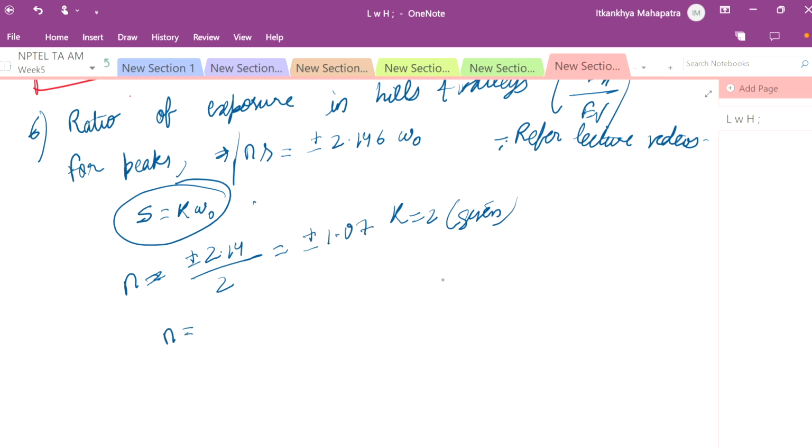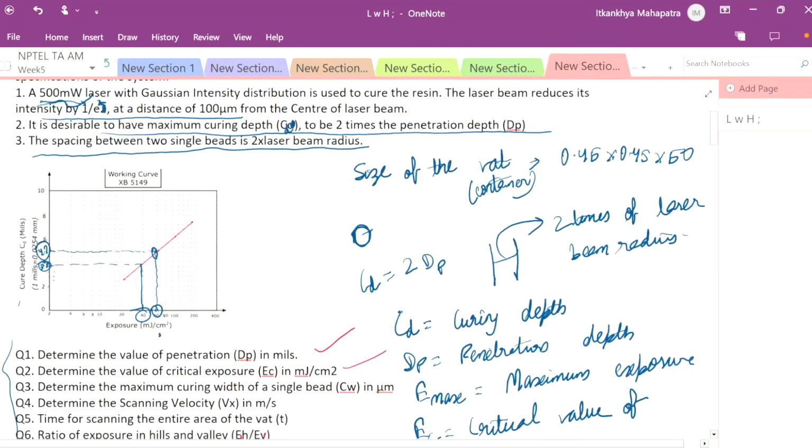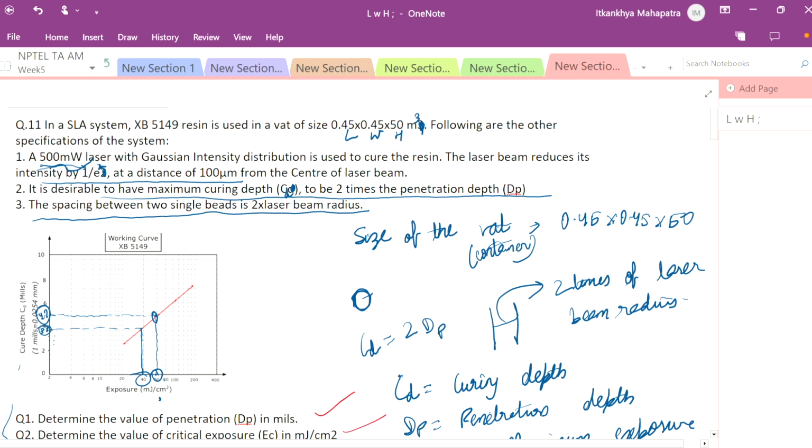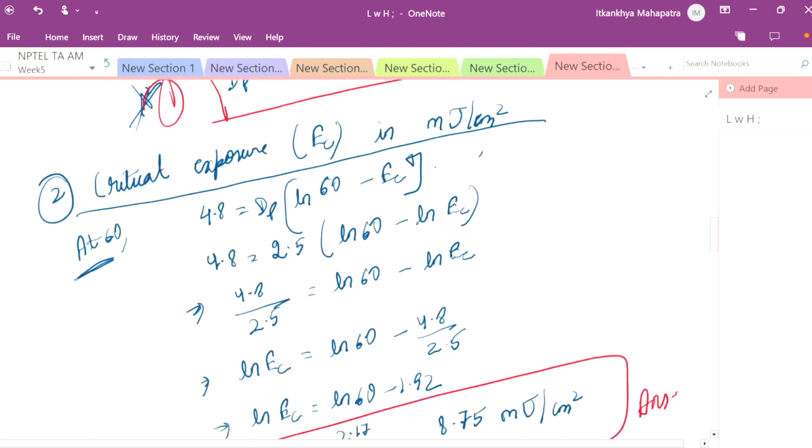Now we will consider this as minus 1, 0, plus 1, because it is given that it is less than 2. It is given in our question that the spacing between two single beads is 2 into laser beam radius. That is why we are not considering above that. Plus minus, this is minus 1, 0, 1.